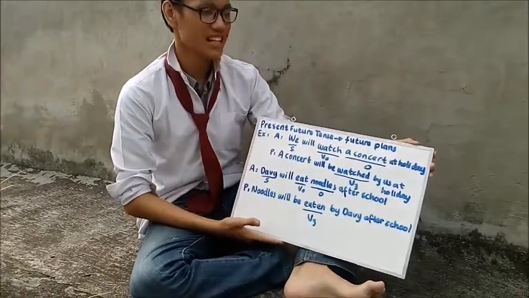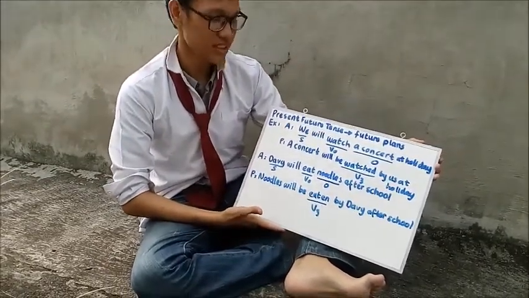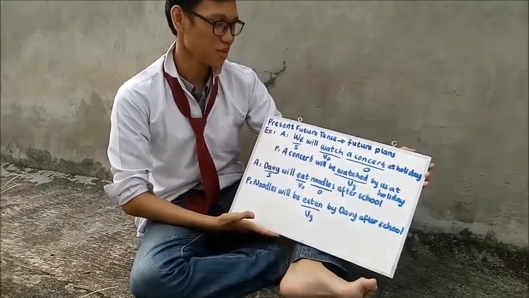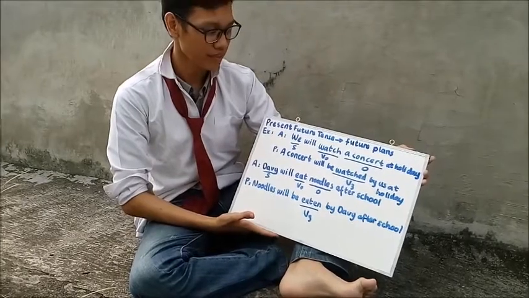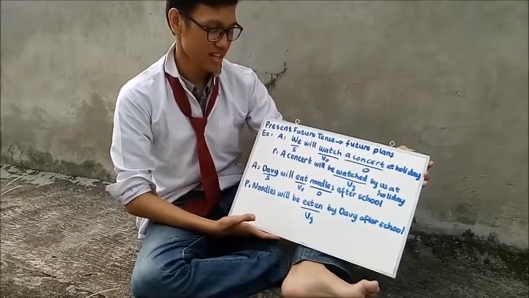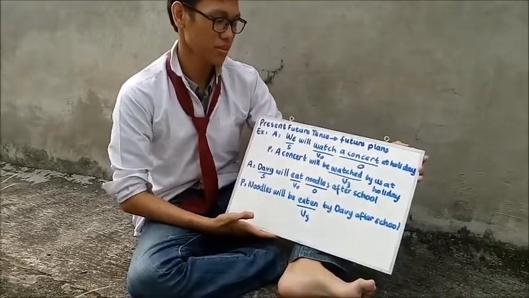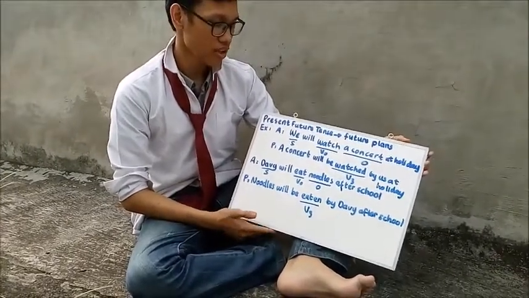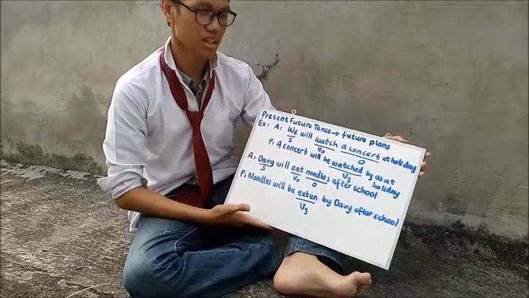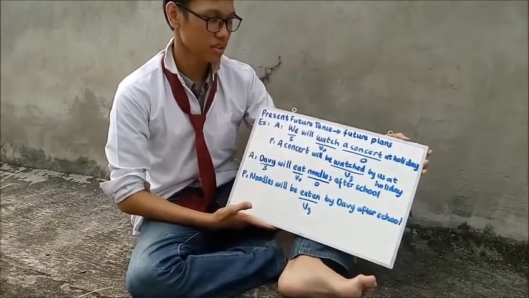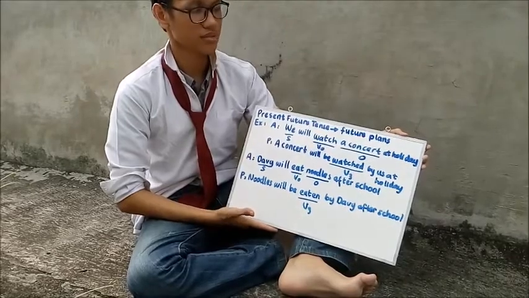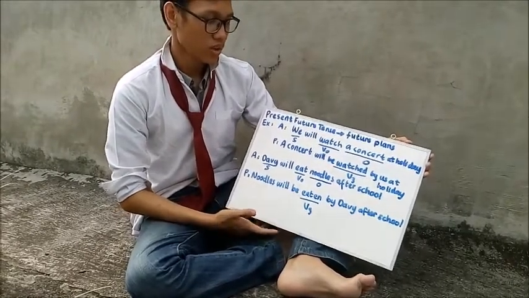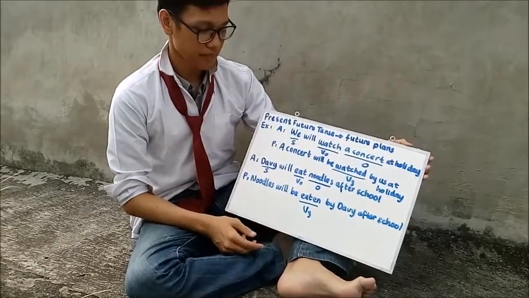Present future tense is explaining about future plans. For the example, the active voice is: we will watch a concert at holiday, and the passive voice is: a concert will be watched by us at holiday. For the active voice, we is the subject, watch is verb 0, and a concert is the object. For the passive voice, watch becomes verb 3.